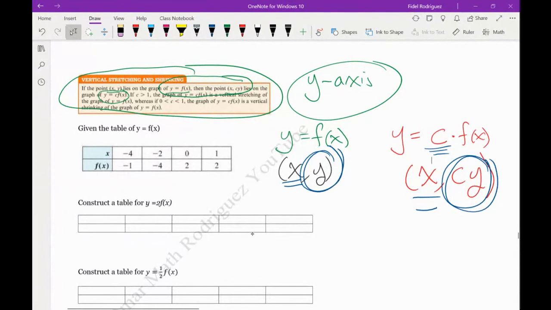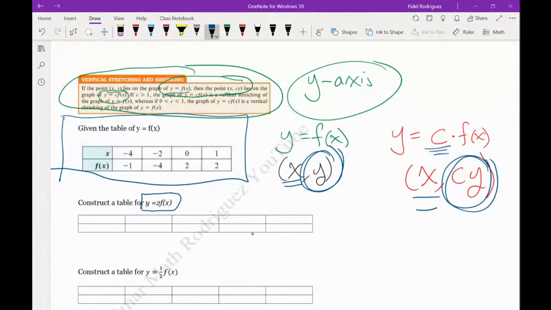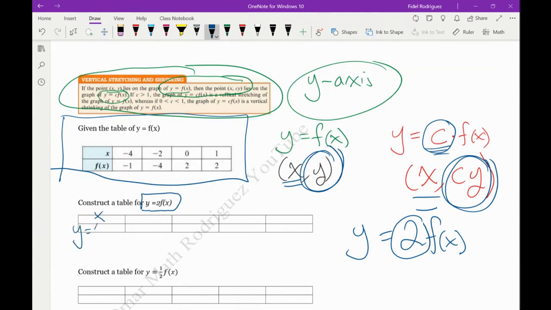So I'm going to look at my original function that I have here, okay? And look what it's told me to do. We're going to make a table for y equals 2 times f of x. So in this case, my number c is the same thing as the number 2. So since I told y'all before that my x values aren't going to change, I'm going to copy these, and I'm just going to put them down right here. That's -4, that's -2, that's 0, and that's 1.